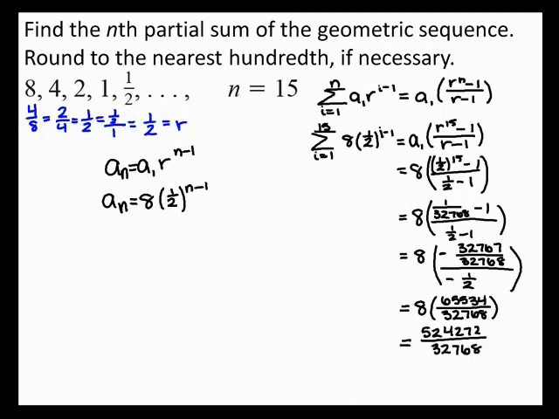Use a calculator to simplify 524,272 divided by 32,768. Round your answer to 2 decimal places. The 15th partial sum of the sequence 8, 4, 2, 1, 1/2 is 16.